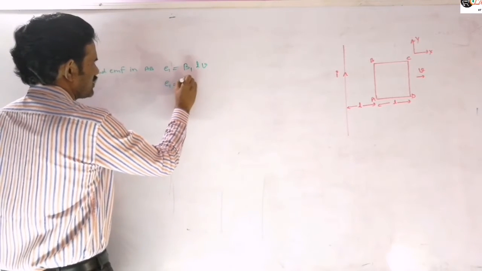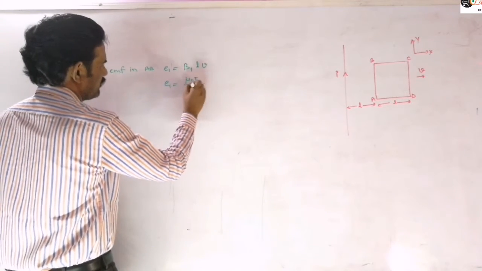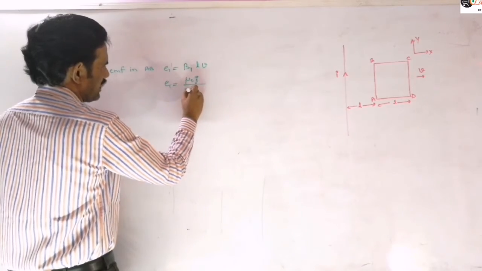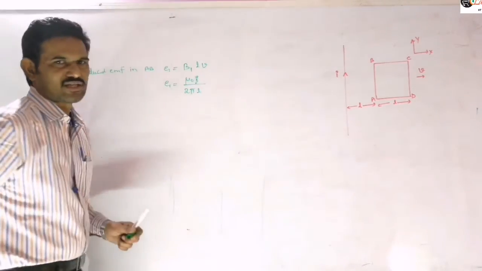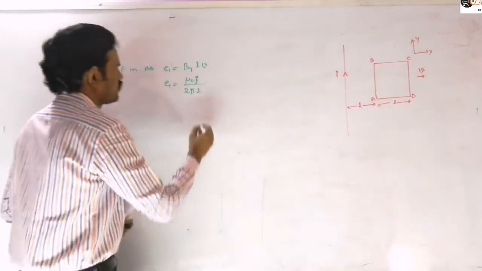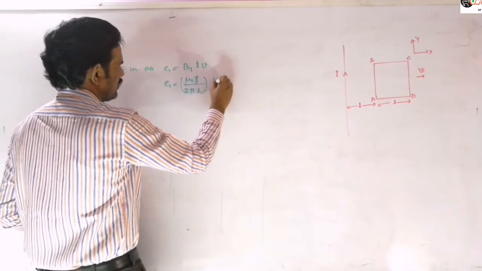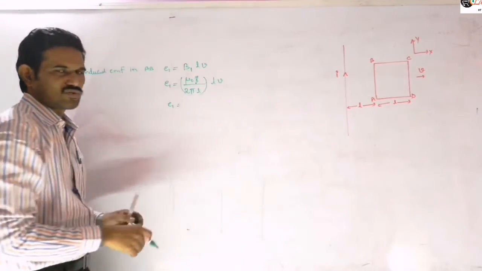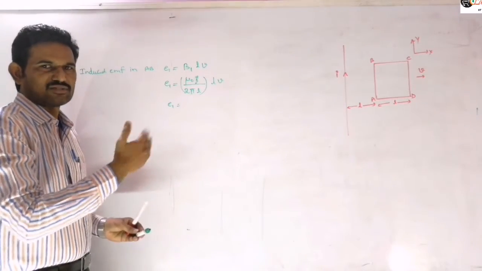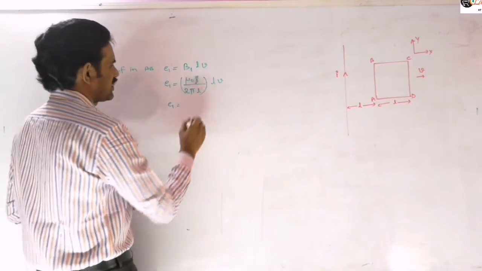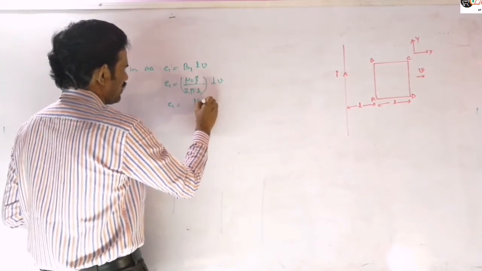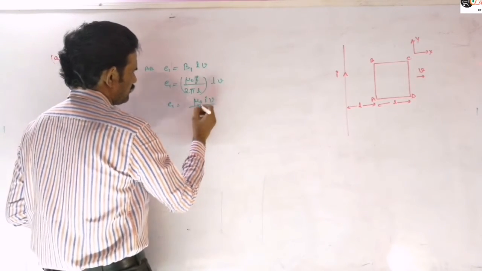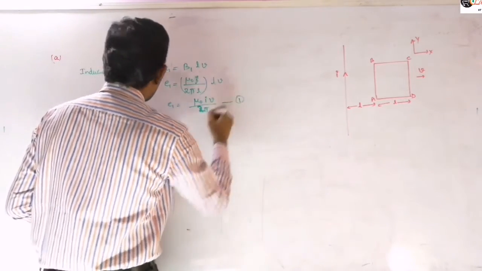Here B1 is nothing but mu naught I by 2 pi L, where small i is the current here. So this distance we are taking as L, giving mu naught I by 2 pi L, into L into V. The side of the square is L, and this distance is also L. If they give different values, then different values will be there. Here the values will cancel according to our data, so you will get mu naught I V by 2 pi. Is it clear? Let's suppose this is our equation 1.